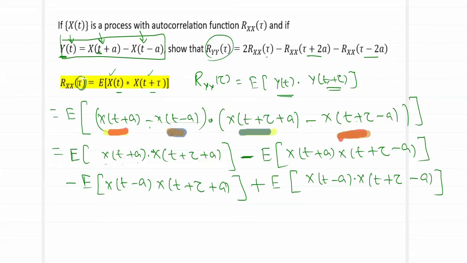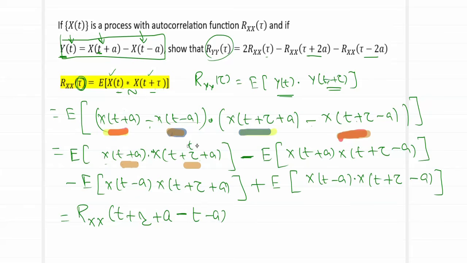How is this tau obtained? Tau is obtained as the difference of these two time parameters. Now in which case, this is my time parameter, this is my next time parameter. What I'll have to do is, I can write this as Rxx of tau. What is tau? Time difference between the first and the second term. So it is t plus tau plus a difference. So let me take it as minus t minus a, the time one.